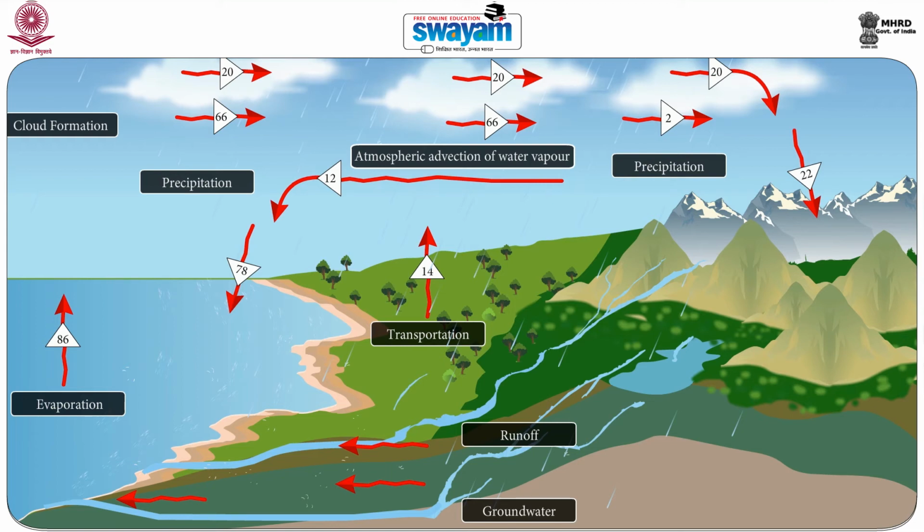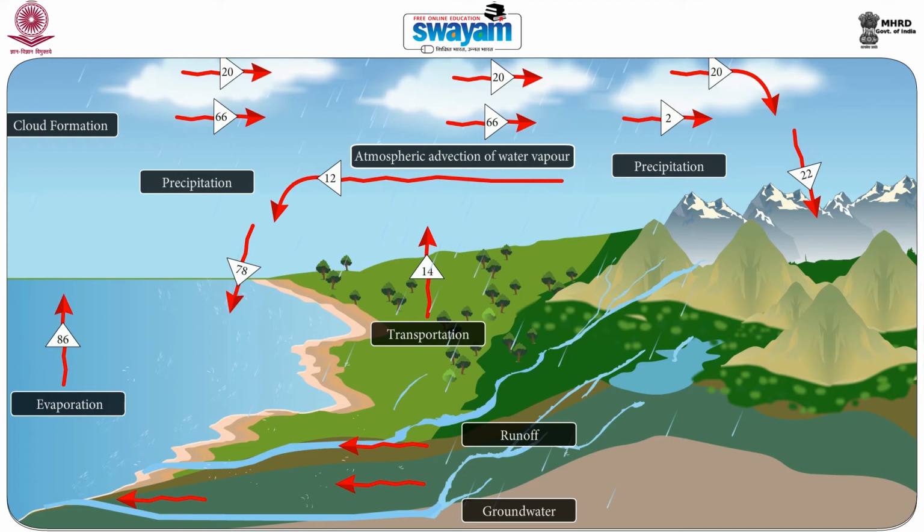If you compare, the land surface contributes only 12% of total evaporated water. However, it receives about 20% of all precipitation over the earth. Thus, there is a continuous transfer of fresh water from ocean to land through rainfall. This excess water flows back to the ocean through rivers and submarine groundwater discharge.